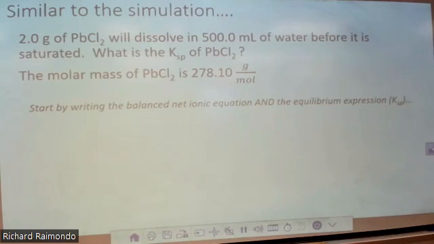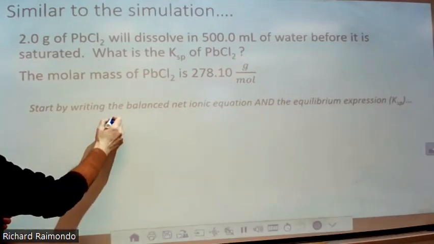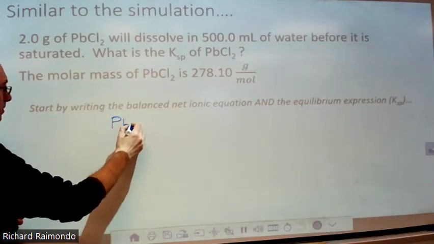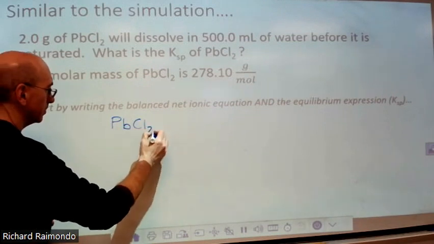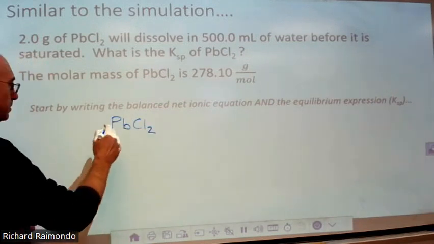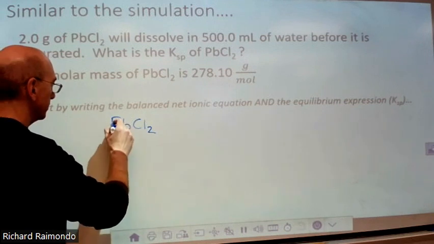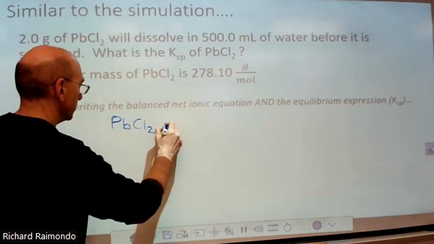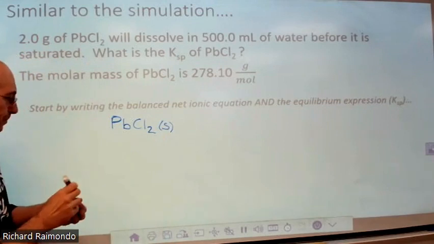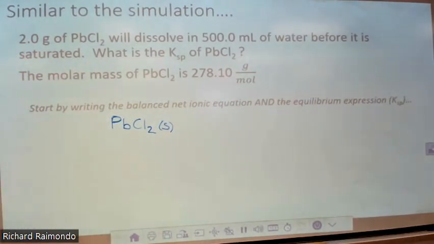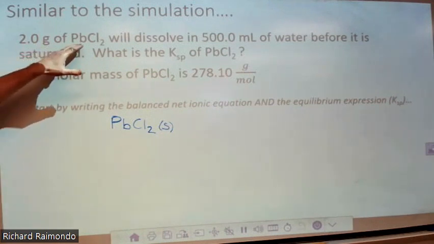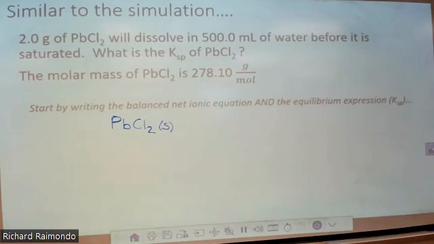All right, take another couple seconds, and we'll step through this, because then we've got to figure out what we're trying to find. We're trying to figure out KSP, and all we know is how much of this compound we can dissolve in 500 milliliters of water.